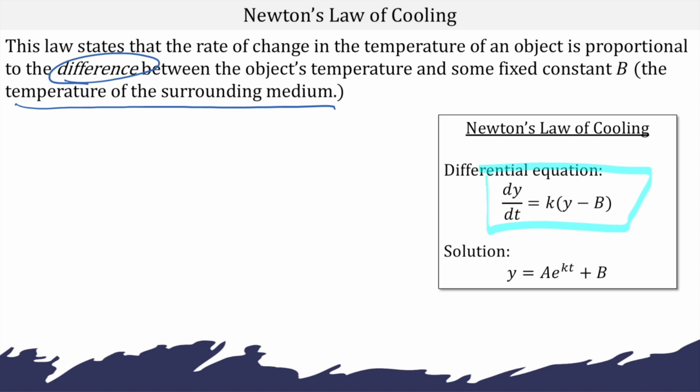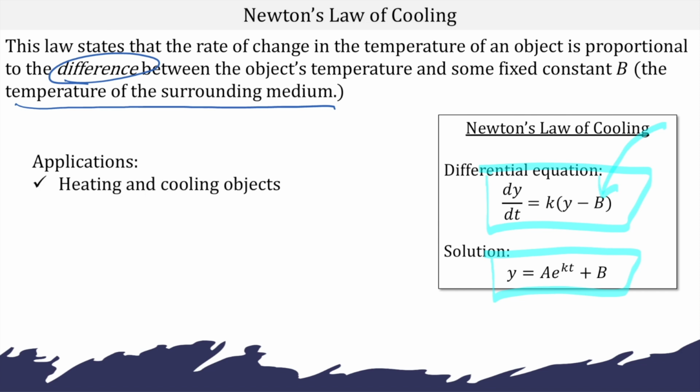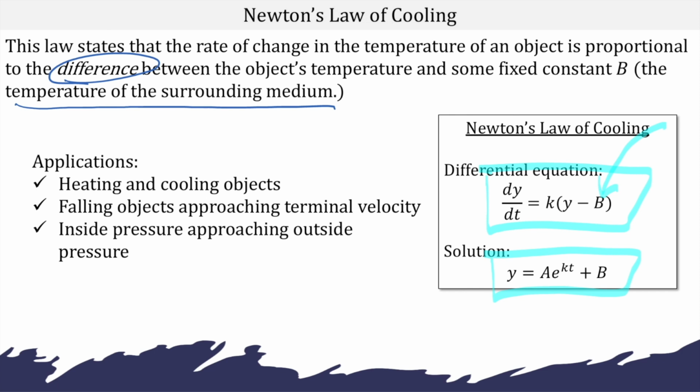dy/dt equals k times the quantity (y minus B). And again, that B is the temperature of the surrounding medium. If you solve that differential equation, you get this solution, y equals Ae^(kt) plus B. Applications of this would be heating and cooling objects. That's why it's called Newton's law of cooling. Falling objects approaching terminal velocity, or inside pressure approaching outside pressure.